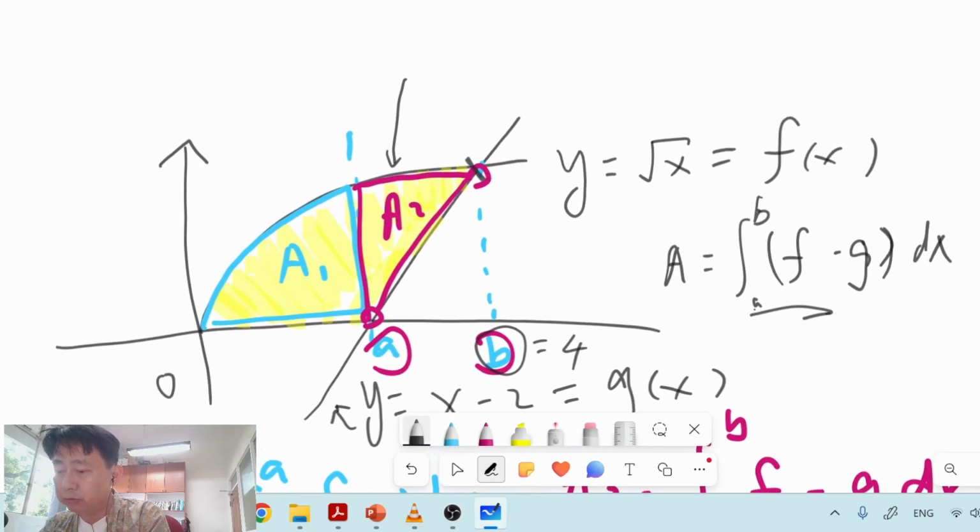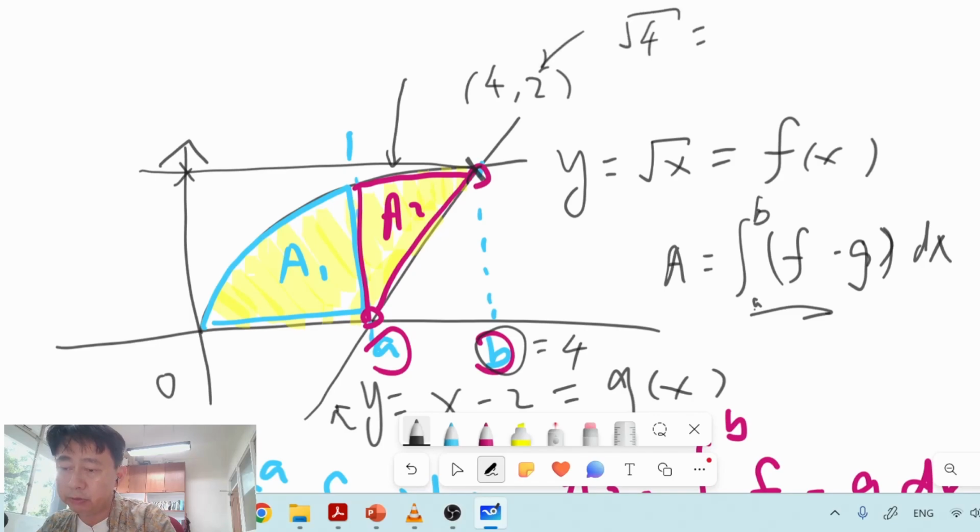Then you can also work out the value of the function at this level. When b equals 4, then this value, which designates the coordinate at the point of intersection between f and g, is 2, and the 2 comes from the fact that you slot 4 into the square root and then you get 2. This is obtained from the function f.